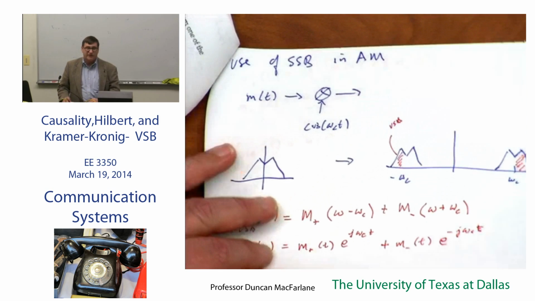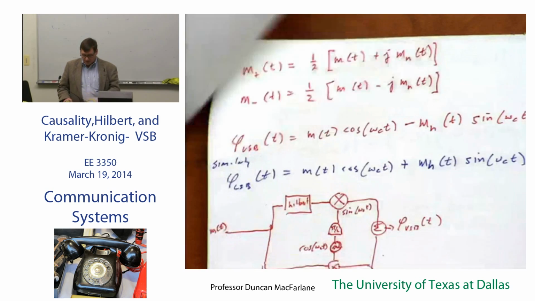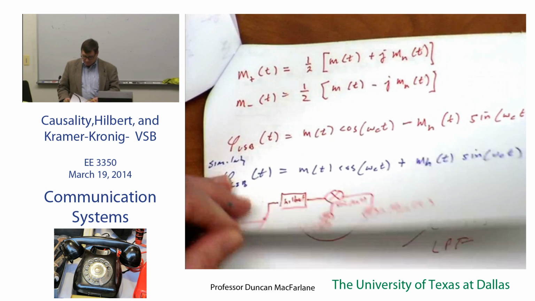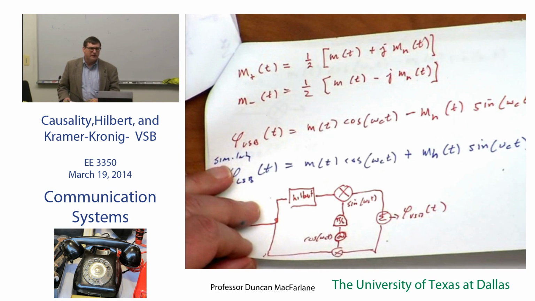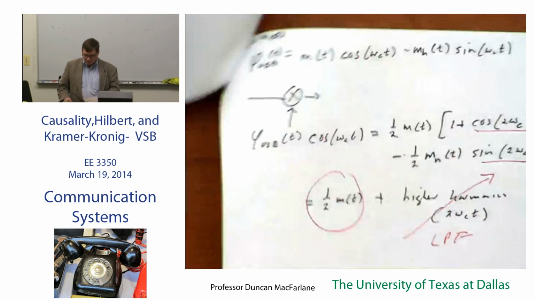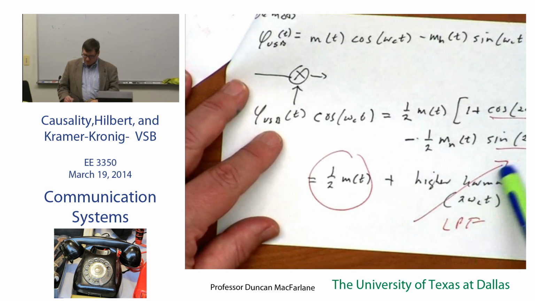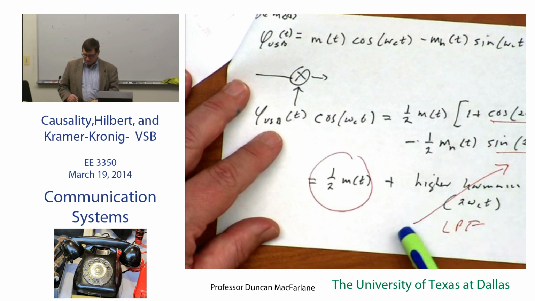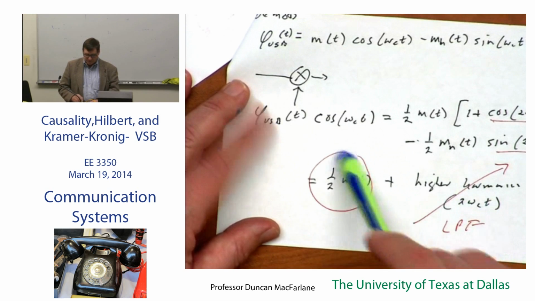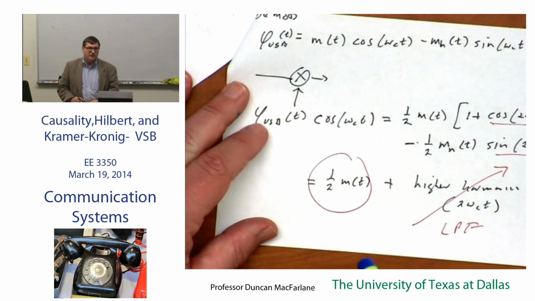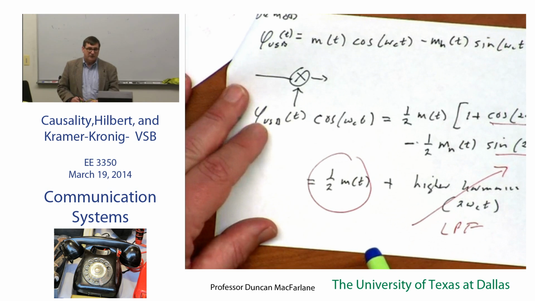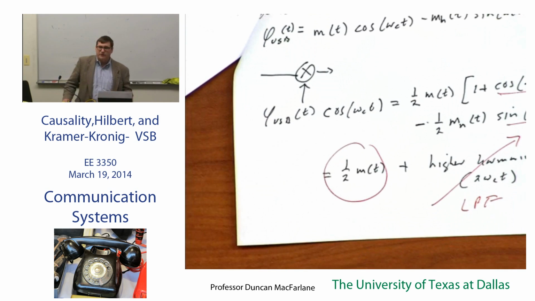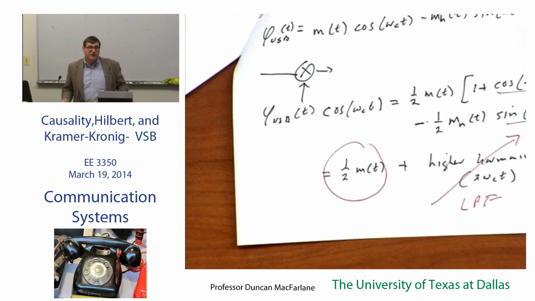We looked at the use of SSB in AM. I noticed that when I looked at my movie last time on Course Echo, I was just writing down these higher harmonics, and I hadn't said yet that the low pass filter gets rid of those and produces our signal M of T again. So we've proven that we can use this Hilbert filtering technique for an amplitude modulation signal.